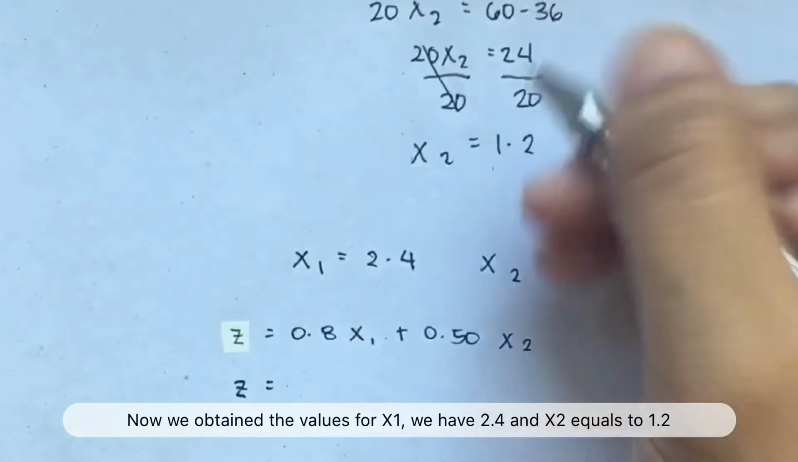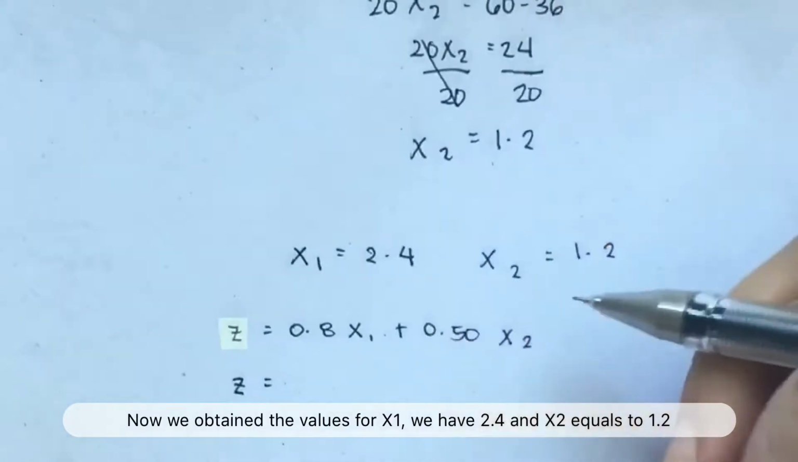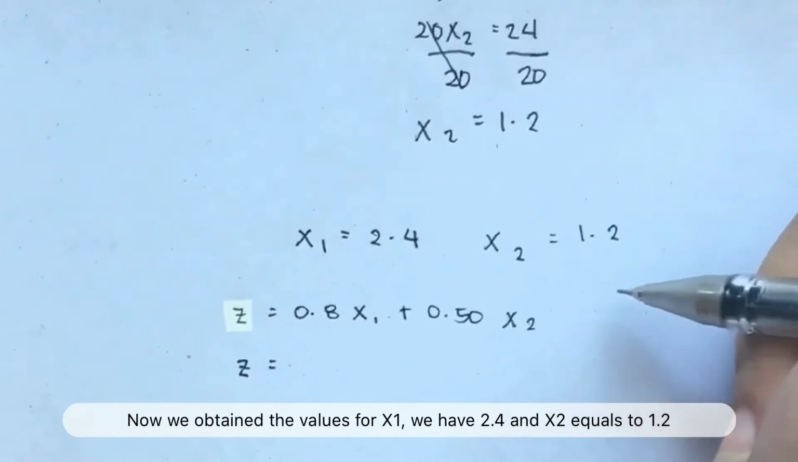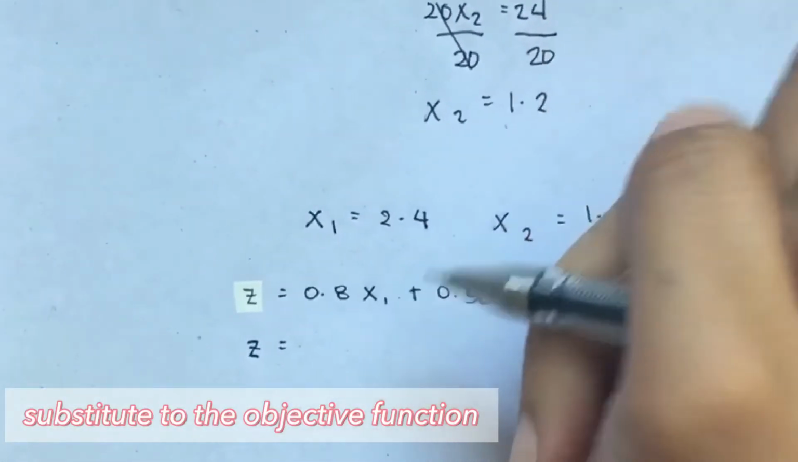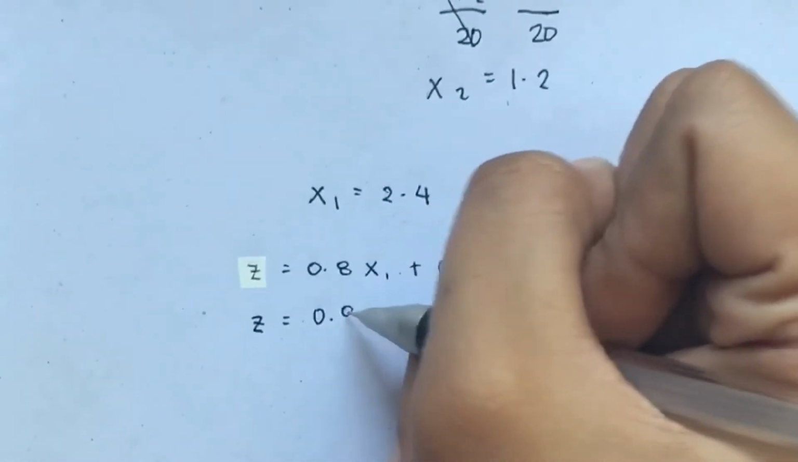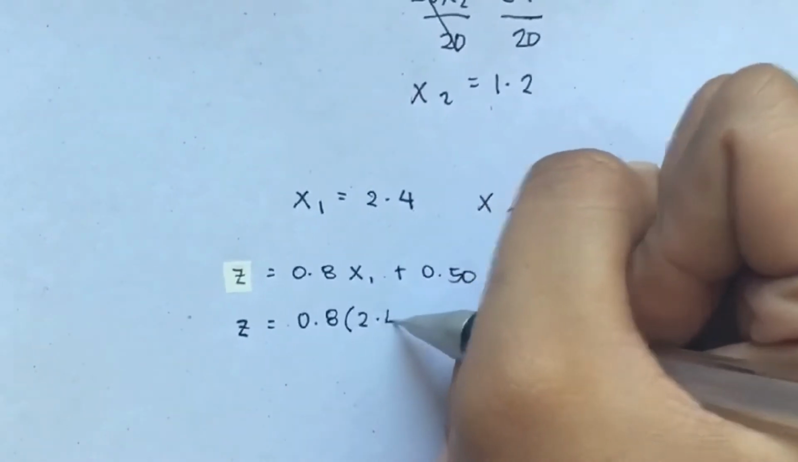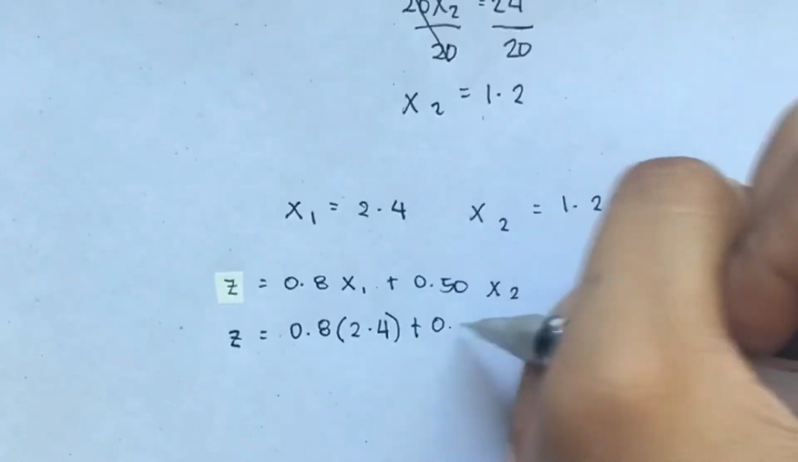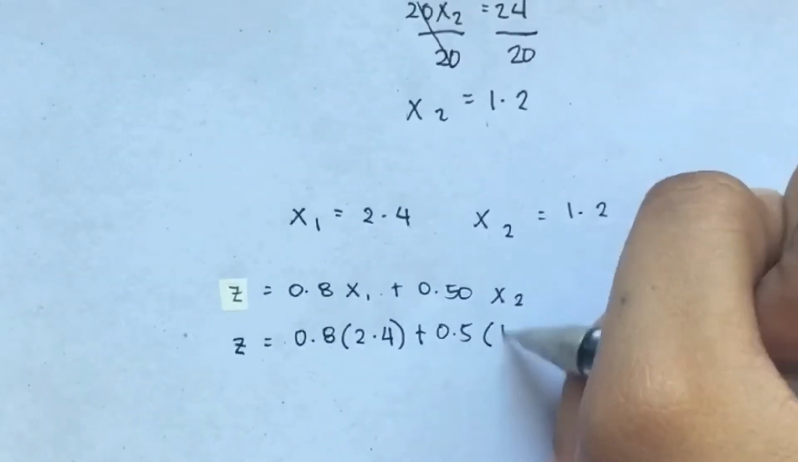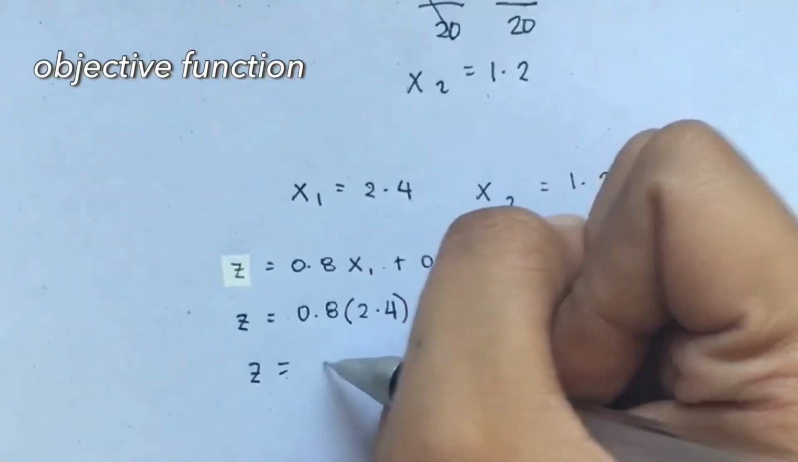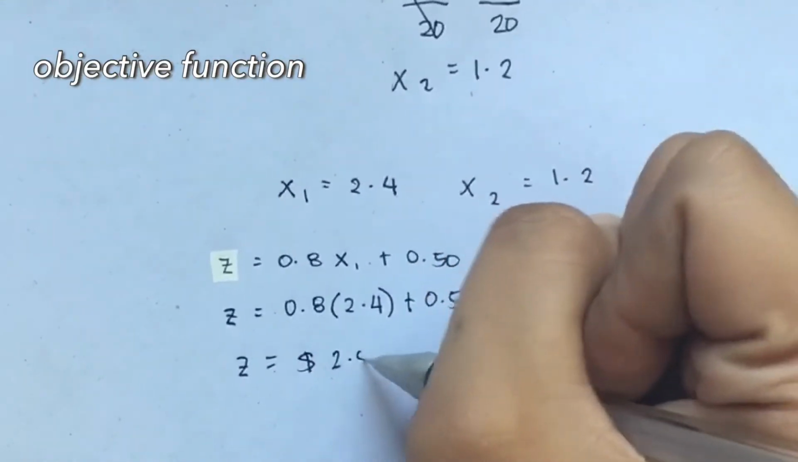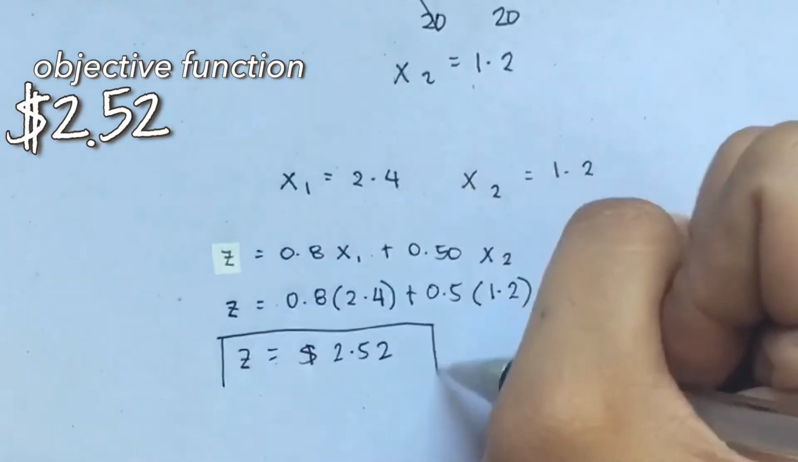Now we obtain the values: x1 is 2.4 and x2 is equal to 1.2. We now substitute them into the objective function. We have 0.8 x1, which we multiply by 2.4, plus 0.50 x2, which we multiply by 1.2. And then we get the objective function value of $2.52.